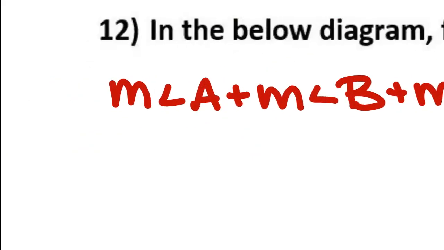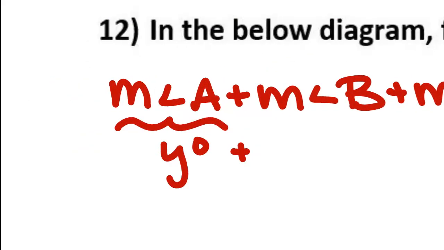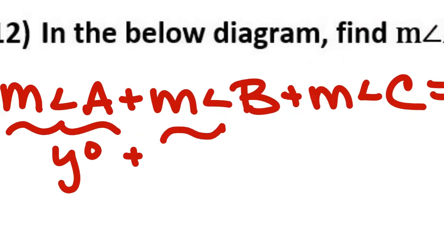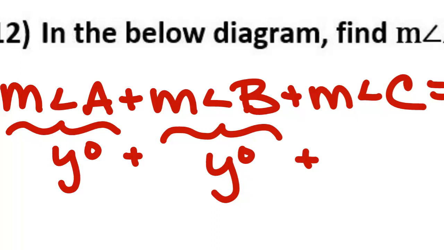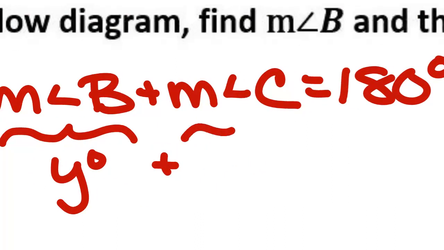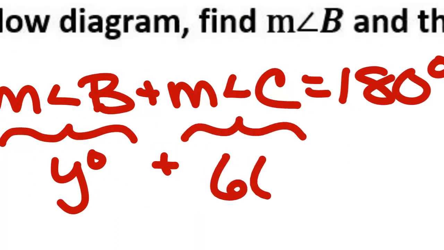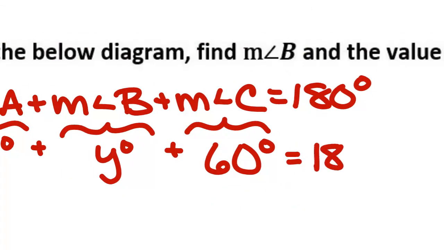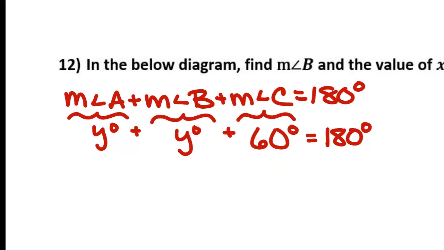We don't know how big angle A is. We called that Y. We also don't know how big angle B is. We called that one Y also. And we can get away with calling them the same thing because we know they are the same size. If we did not know they were the same size, we could not call them the same thing. And we can't call them X because X is already in use.